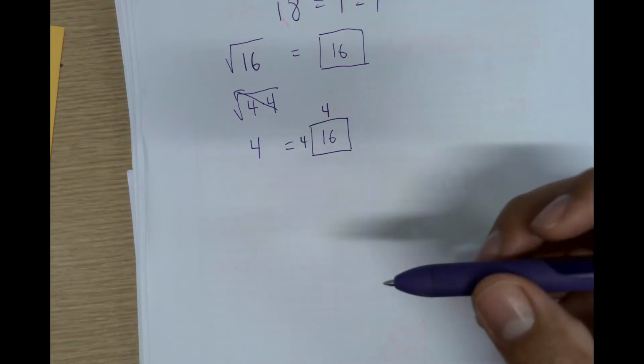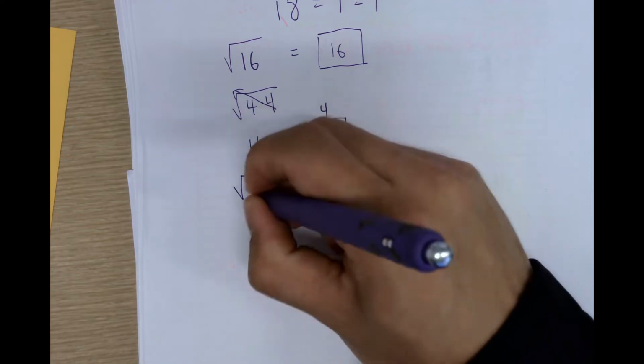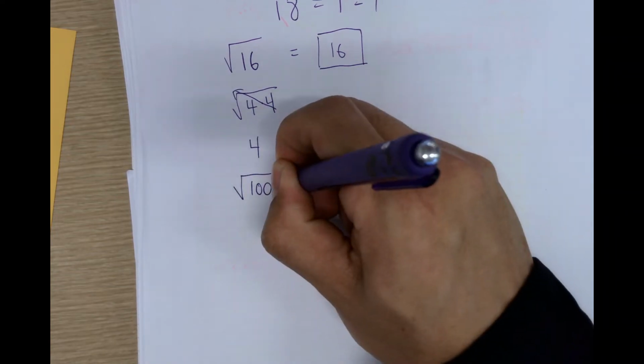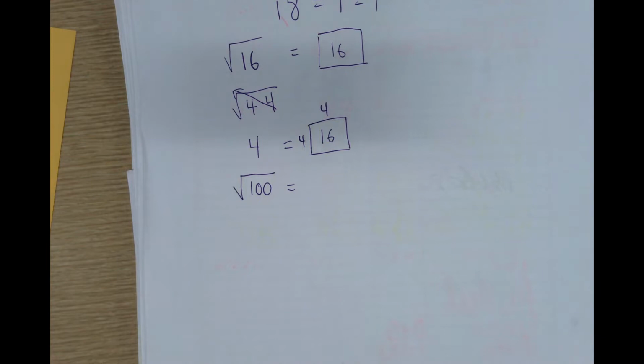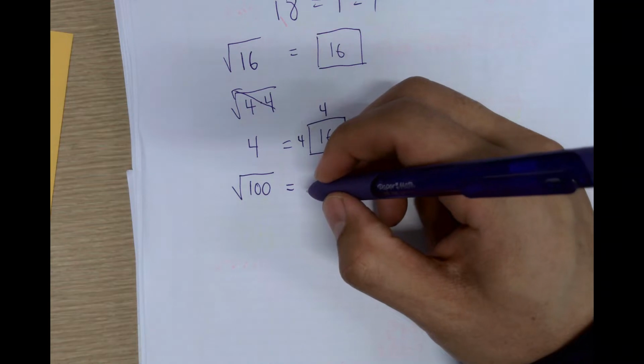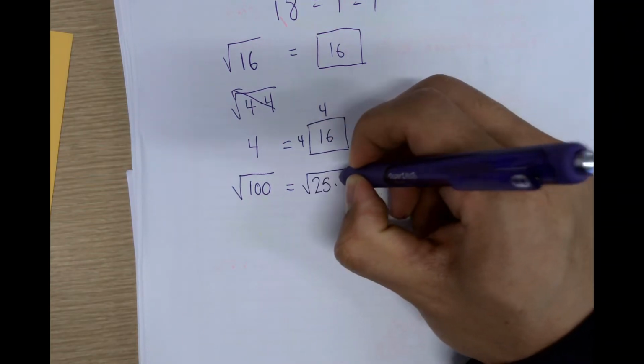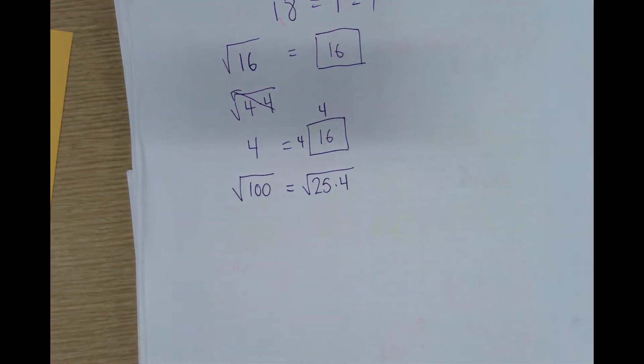Okay, so let's try an example together. Let's just say we have 100. For 100, what numbers multiply into 100? 25, okay. So 25 times what equals 100? 4. So you have 25 times 4, and can these numbers be broken down even more?